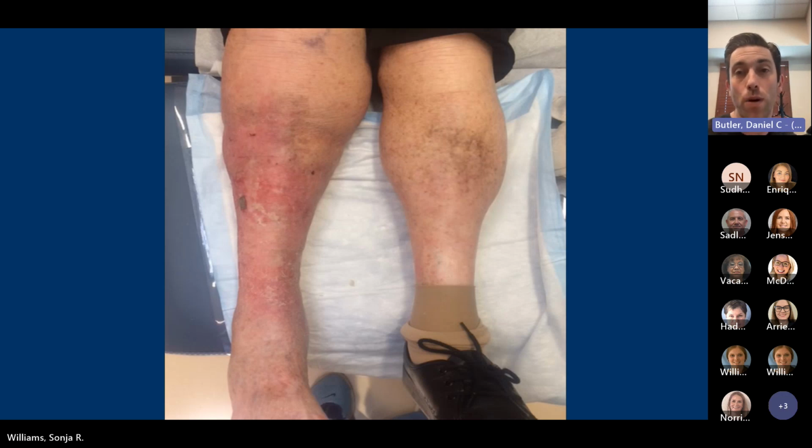So this is actually a bilateral process that's going on, that's active bilaterally. And because this patient wasn't in pain, you can say, okay, this is a bilateral process and this is likely stasis dermatitis, and you don't have to admit this patient or send them somewhere. Okay, next slide.